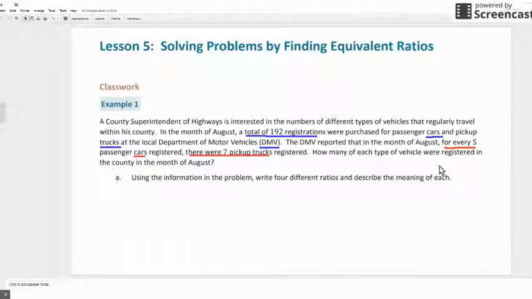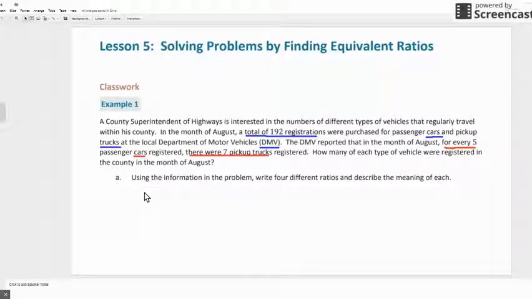Use the information from the problem. So we're going to use all this information up here to write 4 different ratios and describe the meaning of each. All right, so we were given a ratio of 5 to 7. So we need to come up with a ratio.